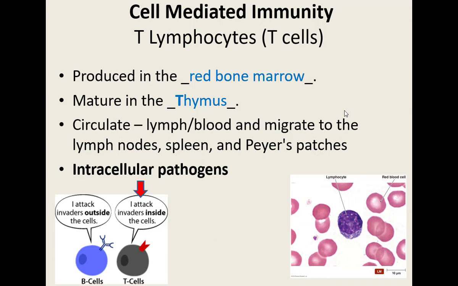But our immune system has to be able to recognize one of our cells and be like, oh, you have something foreign in you. You have a virus in you, or you have a bacteria that's hiding out in you, and I need to kill you because you're infected. And so we have T cells that can recognize the fact that there are these intracellular foreign objects. So T cells are attacking invaders inside, B cells are attacking invaders on the outside.